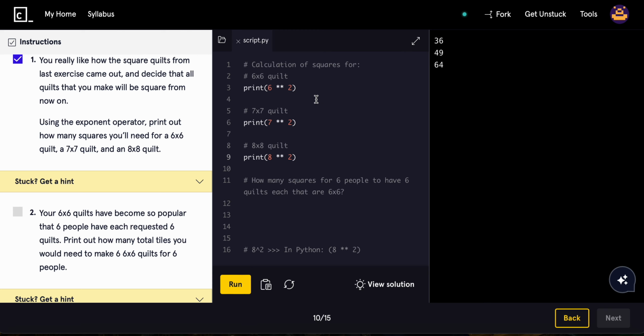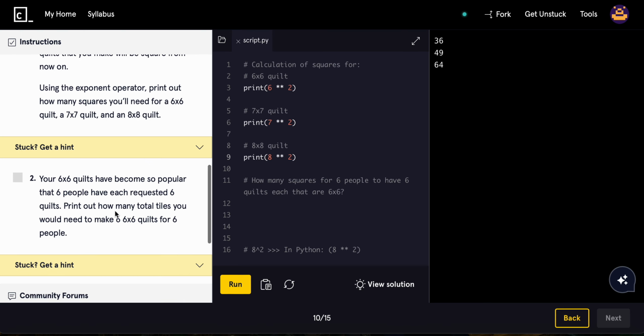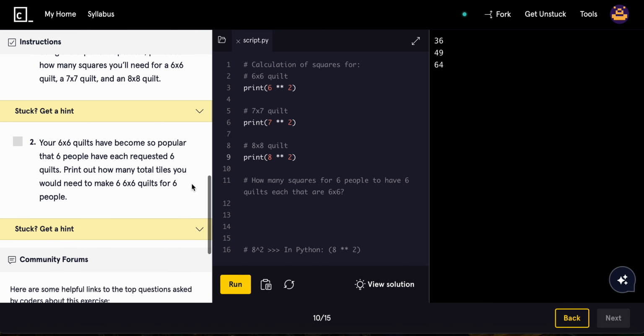So, I was printing out 6 times 6. This 6 times 6 is the same thing as raising 6 to the 2. So that makes sense. And then your 6 by 6 quilts have been so popular that 6 people have requested 6 quilts. Print out how many total tiles you will need to make 6 by 6 quilts for 6 people.